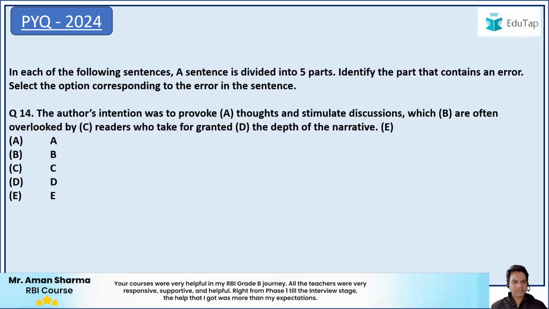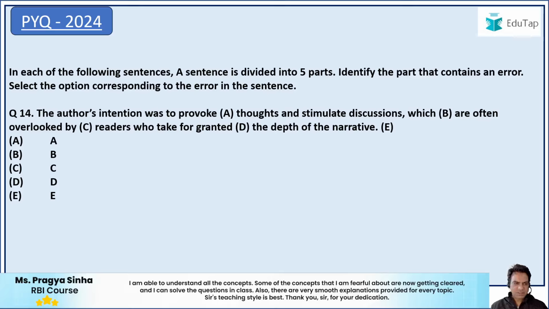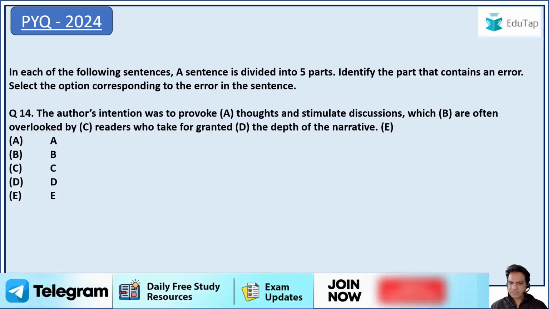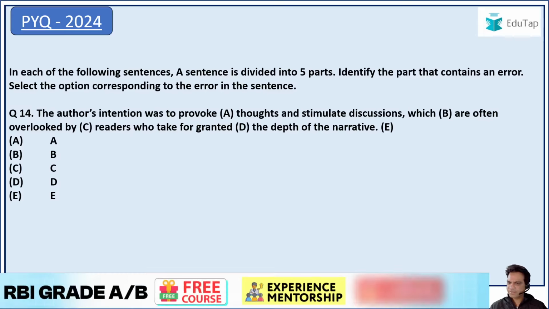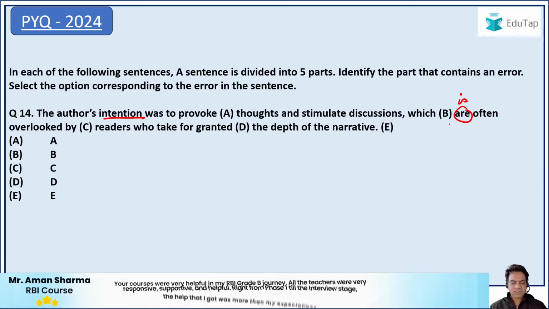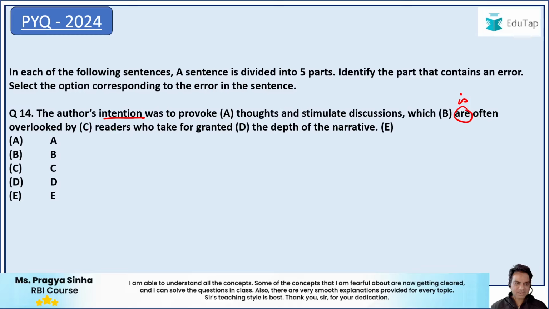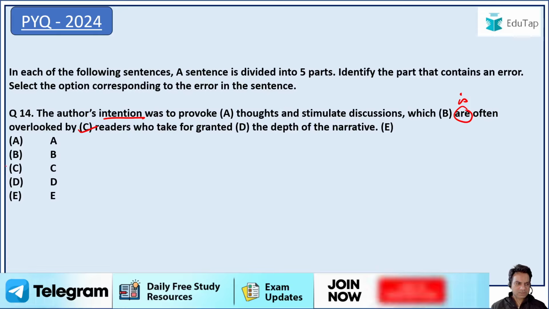Next, guys. The author's intention was to provoke thoughts and stimulate discussions which are often overlooked by readers who take for granted the depth of the narrative. Again, same. The subject is intention. The author's intention was to provoke thoughts and stimulate discussions which is often overlooked by readers who take for granted the depth of the narrative. So it should be is, not are, again, because the subject here is singular. Intention. So again option C is your correct answer. We are getting quite a lot of C options in this, aren't we.